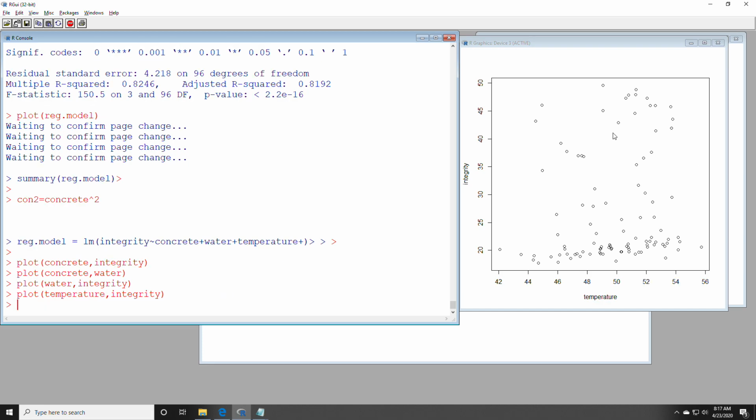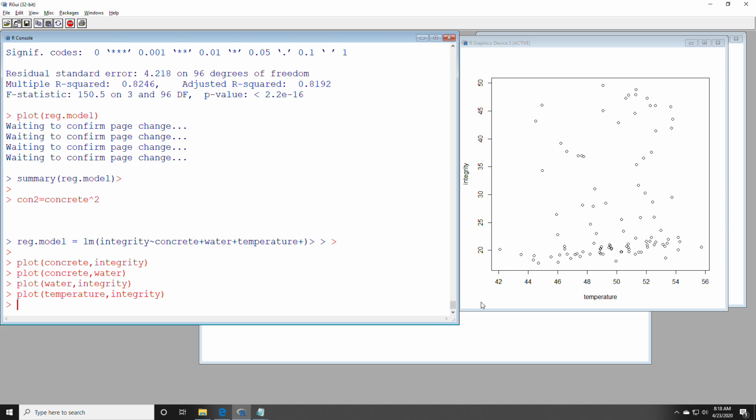Temperature. To me, not a whole lot going on here. It looks pretty random. As temperature goes up, is integrity going up? Not that I can really tell. I'm not really sure. It doesn't look like temperature is really doing a whole lot.